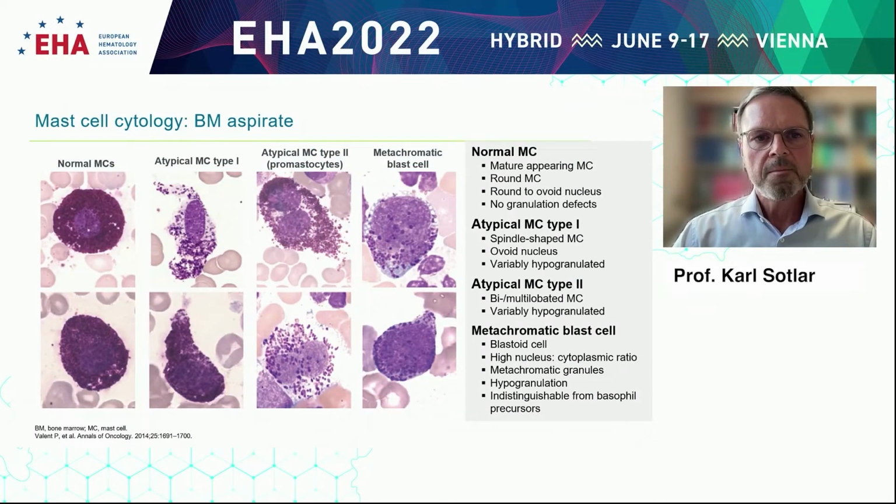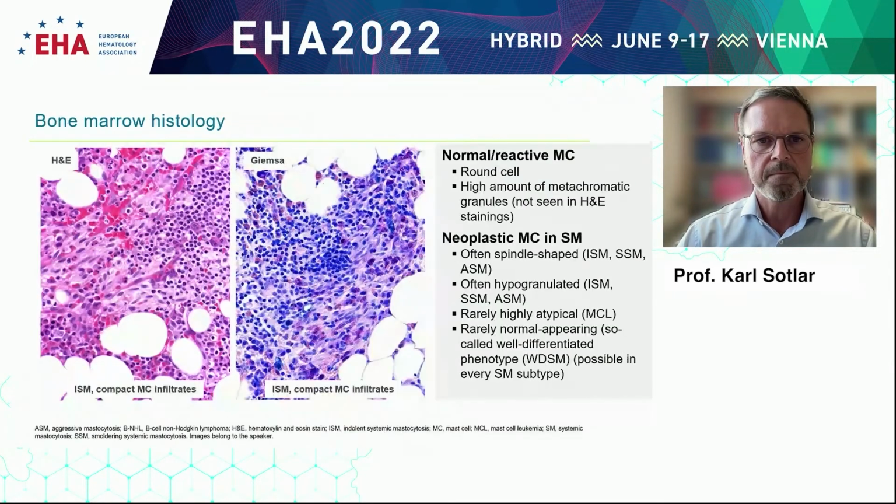How do atypical mast cells look like? We have here bone marrow aspirate smears, and you see on the left normal round mast cells. Atypical mast cells usually are spindle-shaped and hypogranulated. More atypical mast cells even may contain 2 nuclei. And in the rare occasions of metachromatic blasts, these are blastoid cells containing metachromatic granules, which can be found in some cases of mast cell leukemia or myelomastocytic leukemia or tryptase-positive AML.